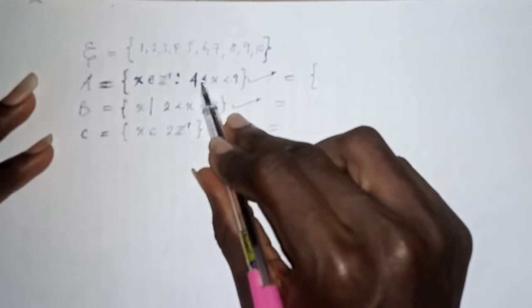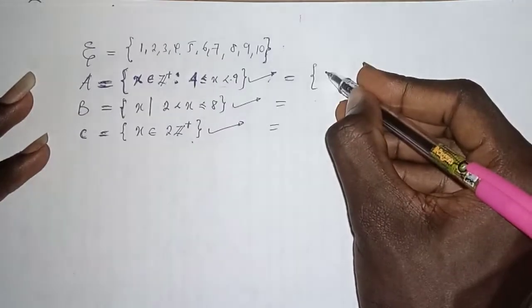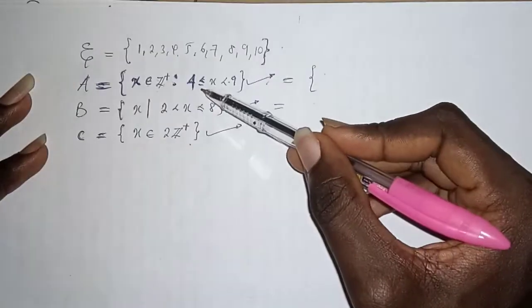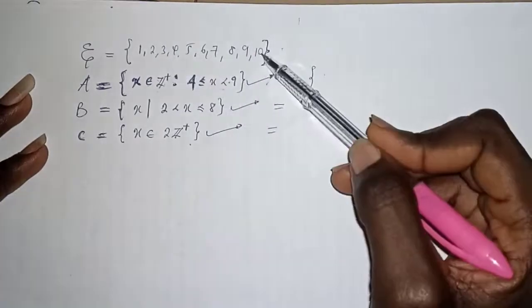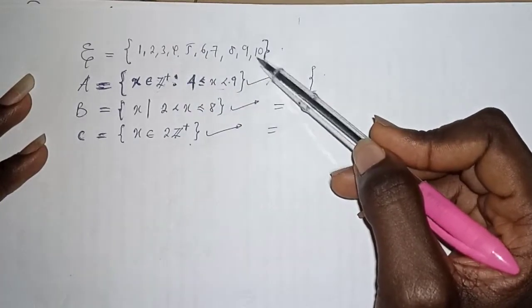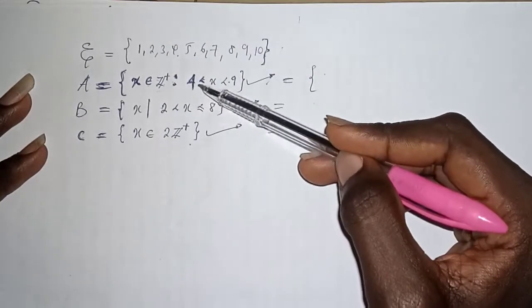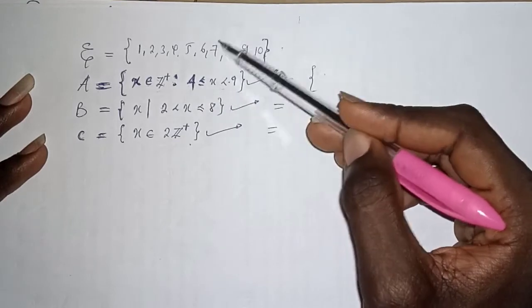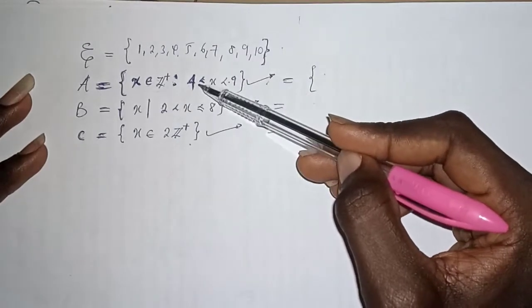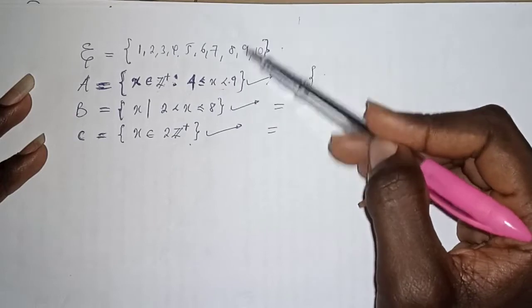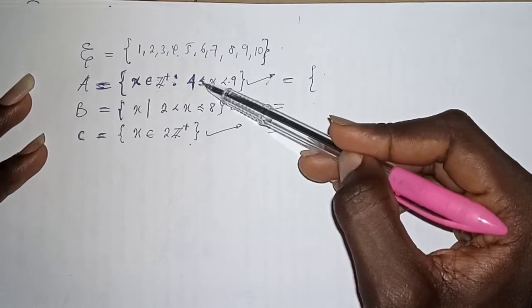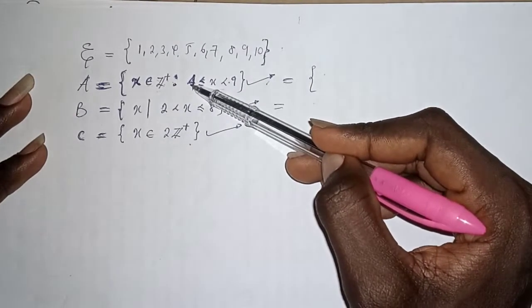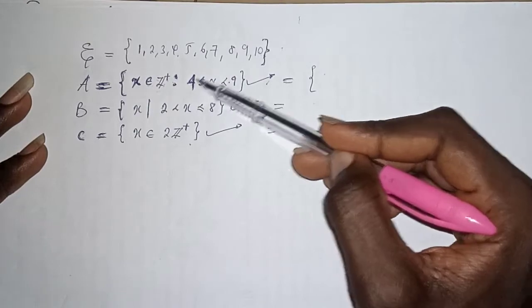And now here in this case, we have 4 less than or equal to x. You know, this is what we are considering the universal set. So for you to list out the members of set A, you must look up to the universal set. Now here you have x is less than 9. That means 9 is not included. But here x can be equal to 4. Okay, x can be equal to 4.